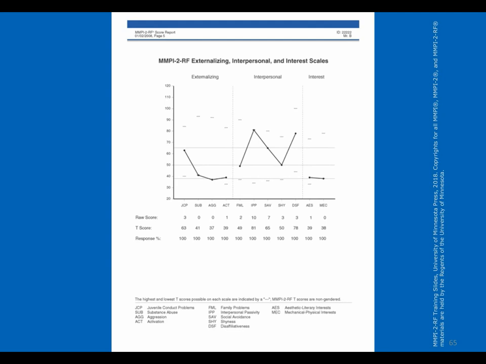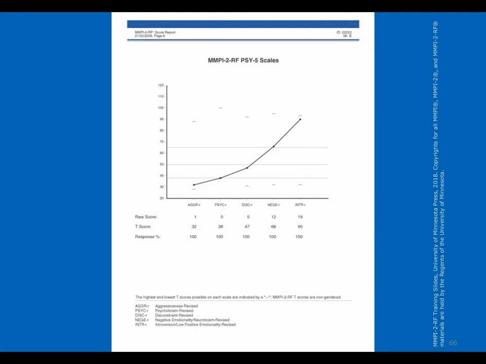Finally, we do have a low score interpretation in the interest scale domain, where we have a low score on mechanical physical interests. So we would round out our interpretation of the substantive scales by providing an interpretation of that low score on mechanical physical interests. And we end our interpretation of this profile's scores with the Psi-5 scales.